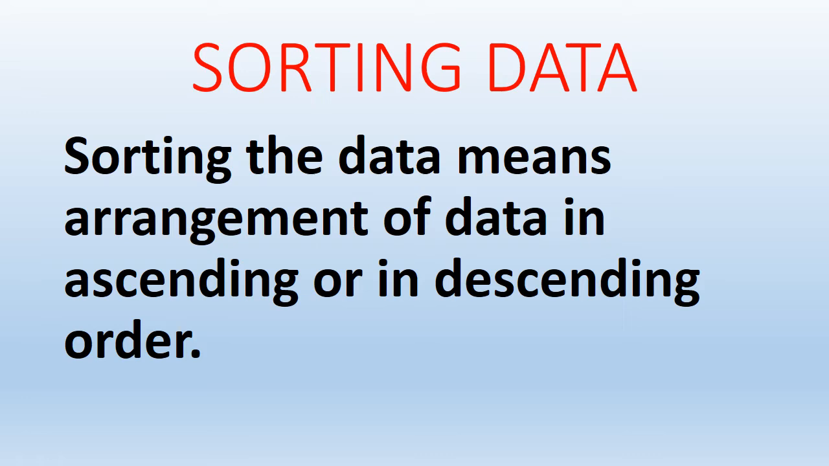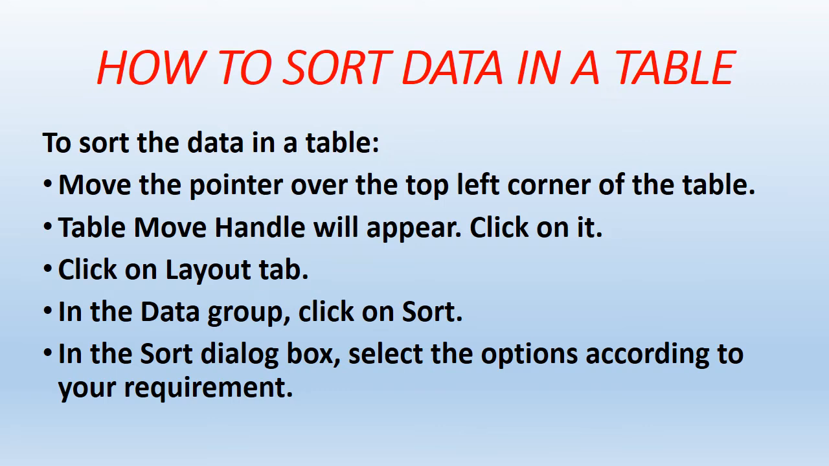Like you are arranging the numbers in mathematics, you are arranging the numbers in ascending order or in descending order. Ascending means in increasing order and descending means in decreasing order. So in the same way we can arrange our data in the tabular form also. Now how can you sort the data in a table?